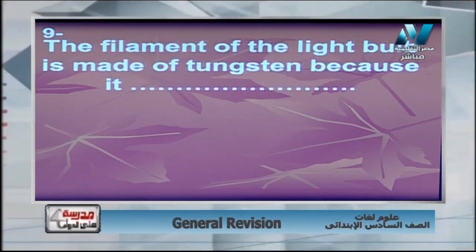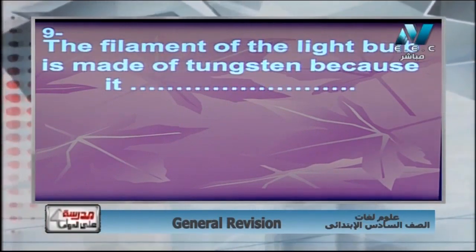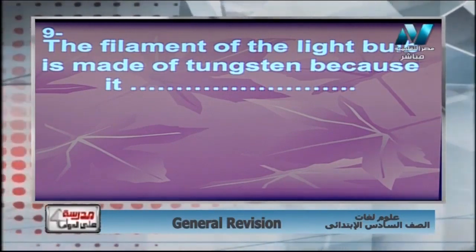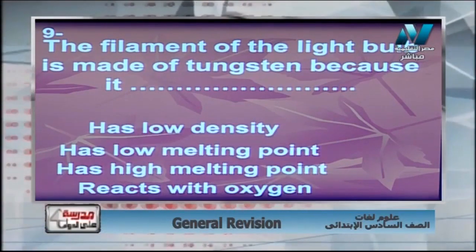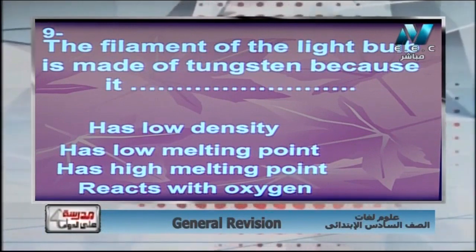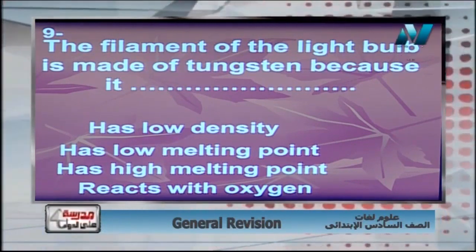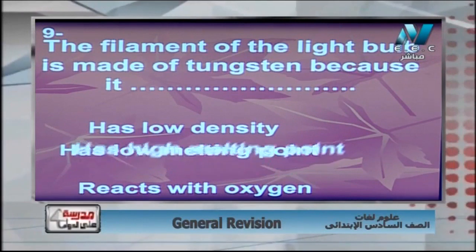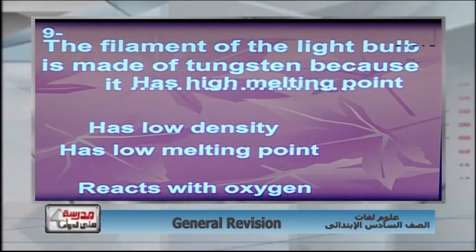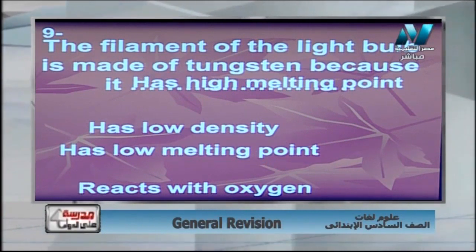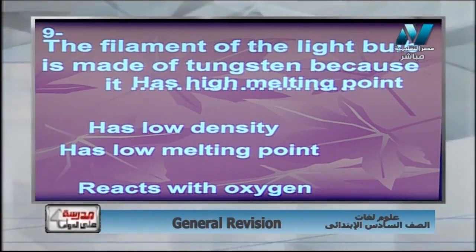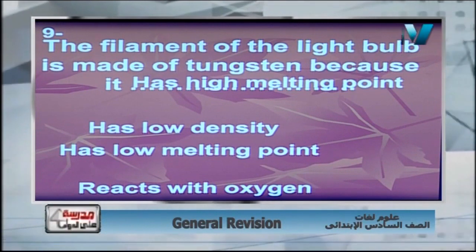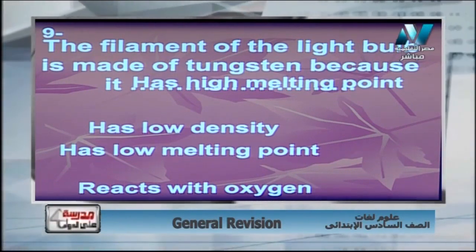Another question that says the filament of the light bulb is made of tungsten because: tungsten has low density, low melting point, high melting point, or reacts with oxygen. Sure, the filament of the light bulb is made of tungsten because it has a high melting point. Again, the filament of the light bulb is made of tungsten because tungsten has a high melting point.